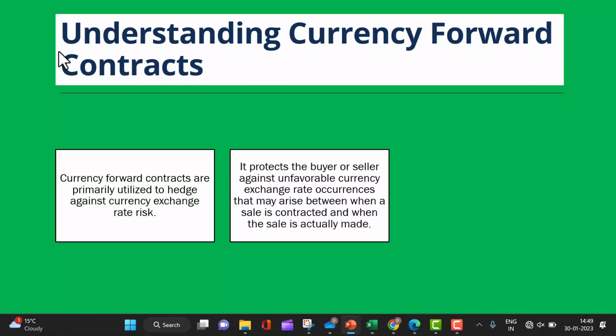Okay, it protects. Now this is very important. It protects the buyer or seller against unfavorable currency exchange rate occurrences. If you are an importer, you don't want the dollar to appreciate. If the dollar appreciates and you have taken a forward contract, then you're not impacted, isn't it? If you have booked your dollar at 80 and it has gone to 85, you're not worried when you're going to make a payment, because you pay at 80 and not 85 when the day comes.